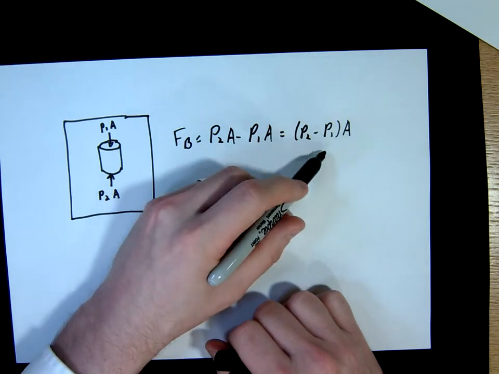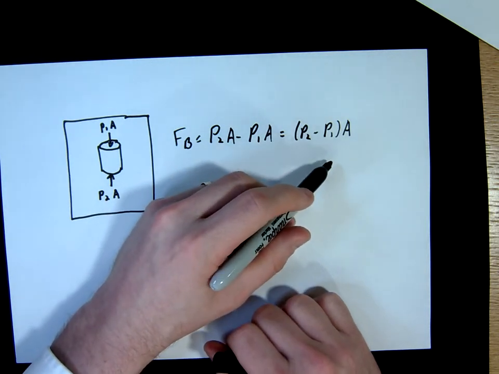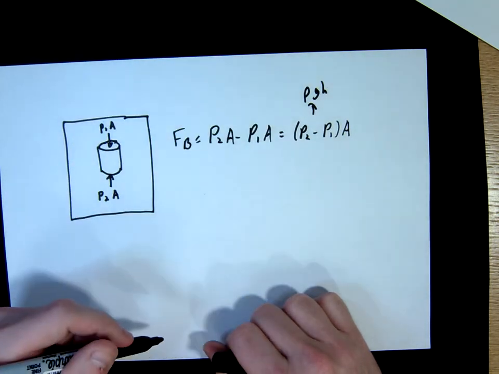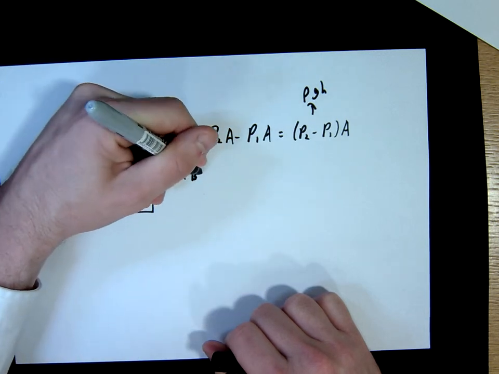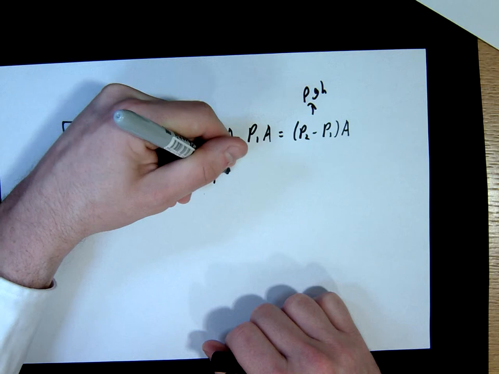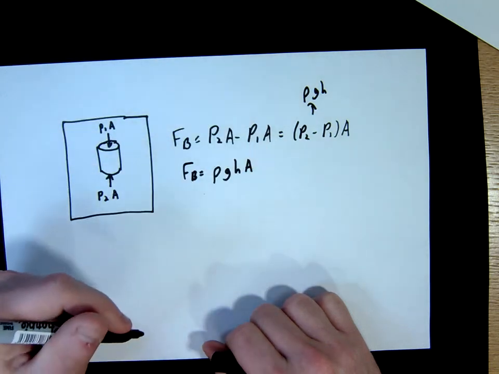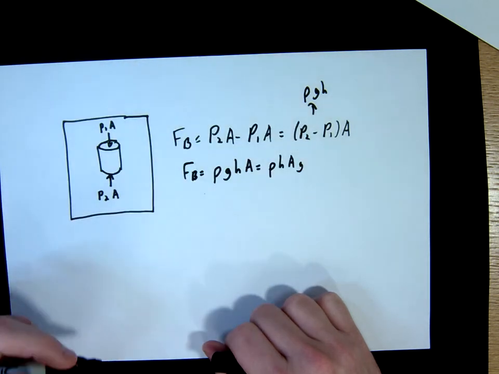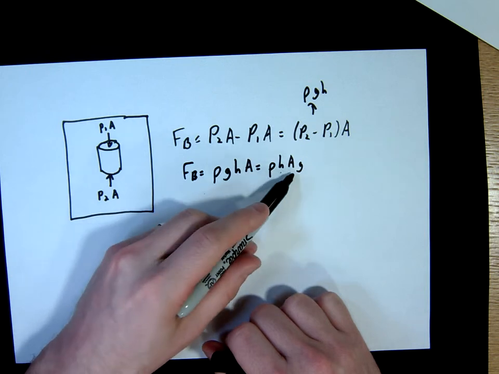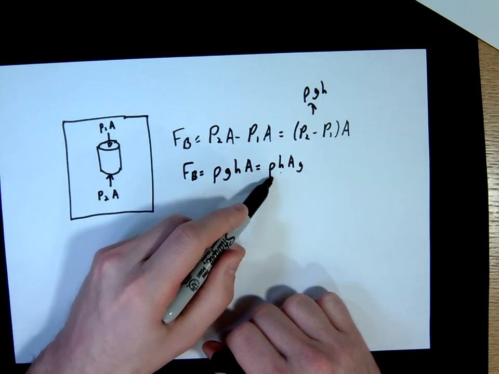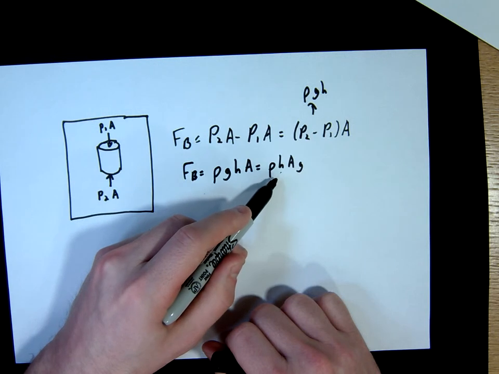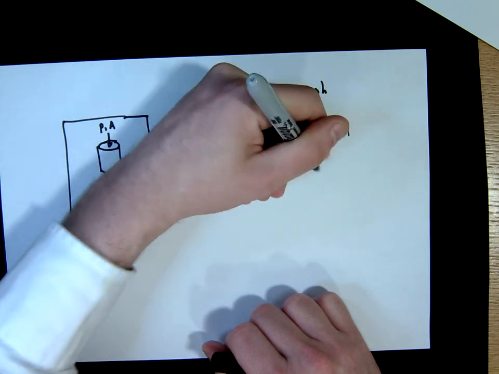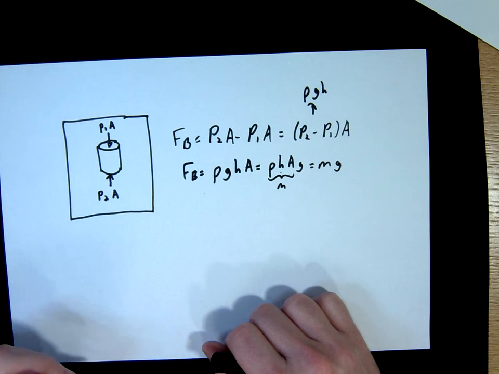We saw last time that P2 minus P1 times A is actually rho GH, rho being the density of the fluid. And so I ultimately get here that FB is going to be equal to rho GH times A. And if I rearrange this, I actually end up getting rho HA times G. The reason I did that is because H times A is volume, and volume times density is mass. And so this whole thing is mass, which means this all equals M times G.